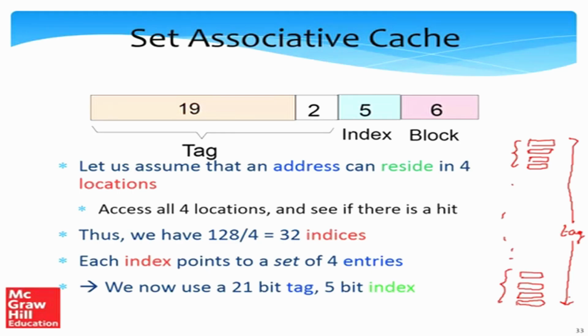It's only the tag array which we change. So we will first create 32 such sets where each set contains 4 entries. Now let's say we take a block and we read its 5 index bits. So index is the set index. So we read its 5 bits after discarding the lower 6. So let's say it points to this set.